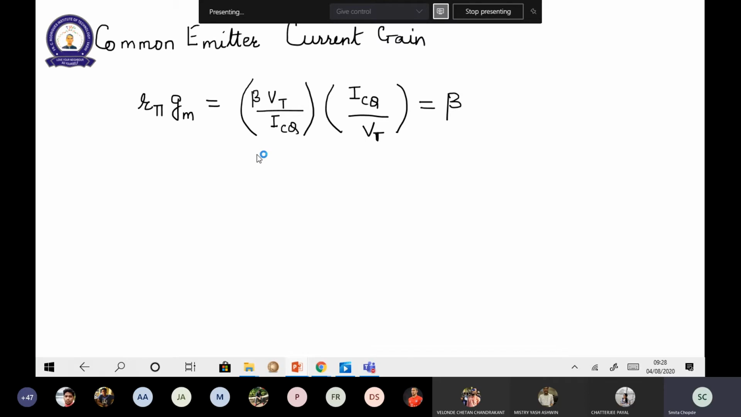So R pi GM is nothing but equal to beta. Maybe in some of the problems you are expected to find what R pi and GM are, knowing the value of beta. At that time, what relation are you going to use? R pi is equal to beta Vt upon ICQ, and GM is nothing but ICQ upon Vt. You have to remember this, or directly remember from the definition that R pi is a resistance existing between the base and the emitter terminal, and you can say R pi is inversely proportional to GM by a factor of beta.